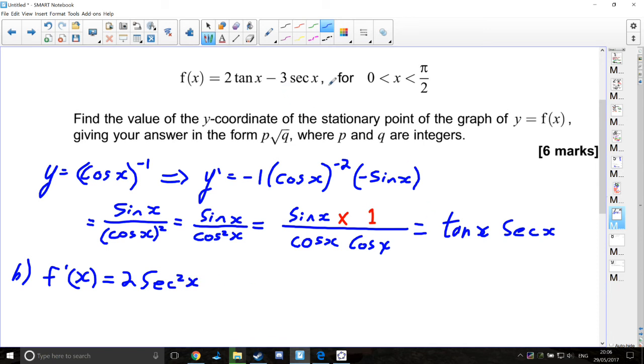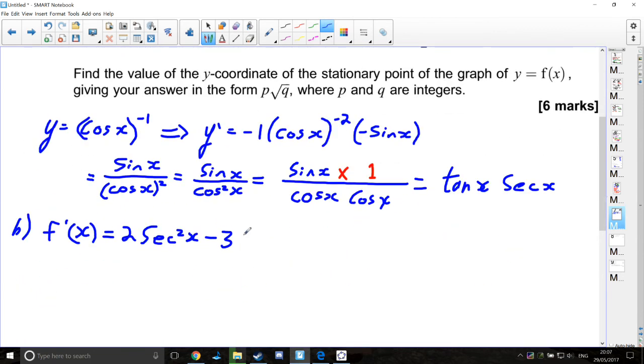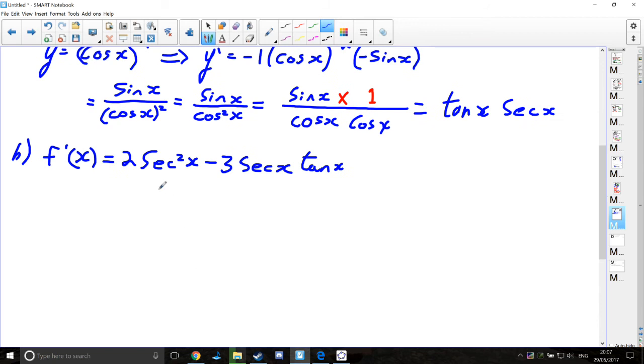If I differentiate this, luckily enough, I know what that is. I'm told that differentiating sec x is sec x tan x. So I can just write that as minus 3 sec x tan x. And then this must be equal to 0. So if this is equal to 0, I get 2 sec squared x minus 3 sec x tan x is 0.